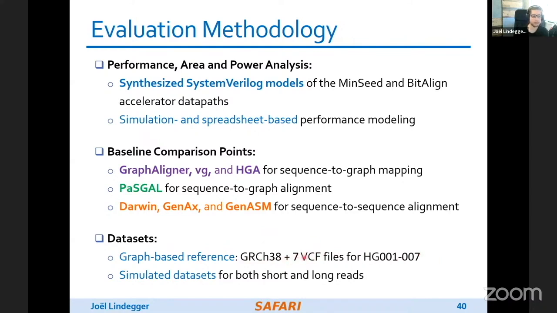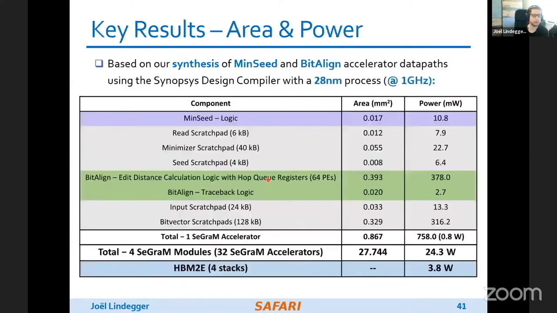So VCF files are, I think, variant calling files. Essentially, it contains the list of all known variants that you're considering in your graph, and then you build the graph from the human reference plus these variants. And then we have a bunch of simulated reads for both short and long reads that we evaluate with. So on the synthesis side, we get area and power numbers.